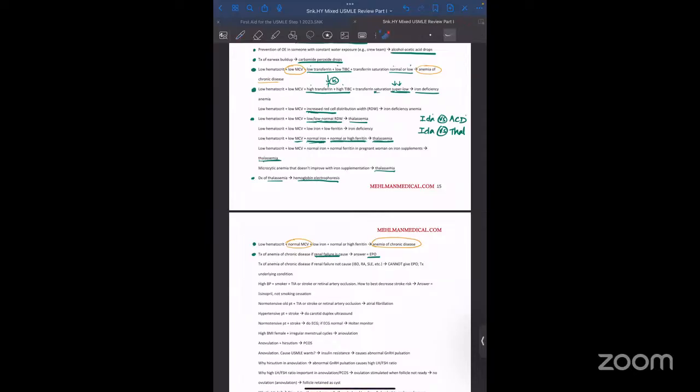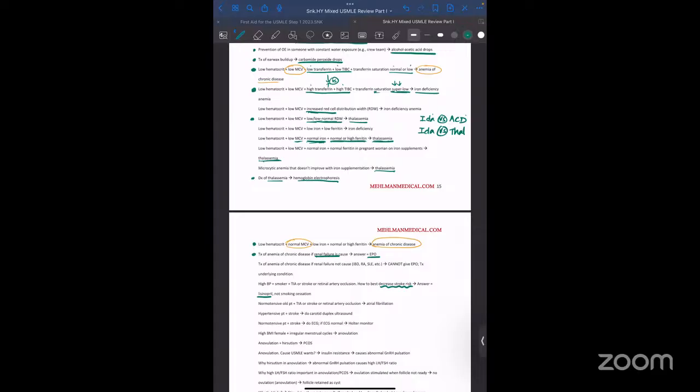Next is high blood pressure plus smoker plus TIA or stroke or retinal artery occlusion. How to best decrease stroke risk? Answer is lisinopril, not smoking cessation. Stroke is always blood pressure. BP सिर पे चढ़ जाता है, if you know good Hindi Urdu. So answer is lisinopril to reduce the blood pressure, not smoking cessation.